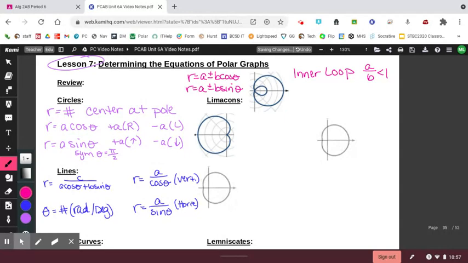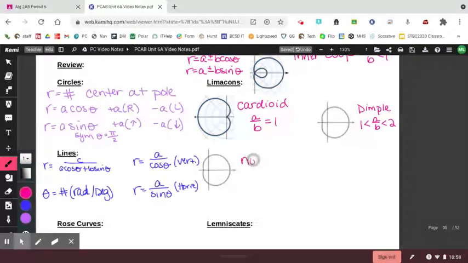Okay, the one to the left here is a cardioid. And that's when a over b equals 1. Then we have the dimple. And that's when a over b is between 1 and 2. And then the no dimple or inner loop. That's when a over b is greater than 2.